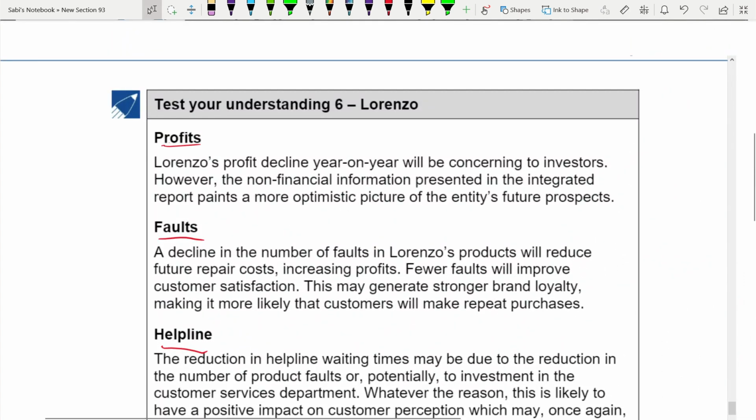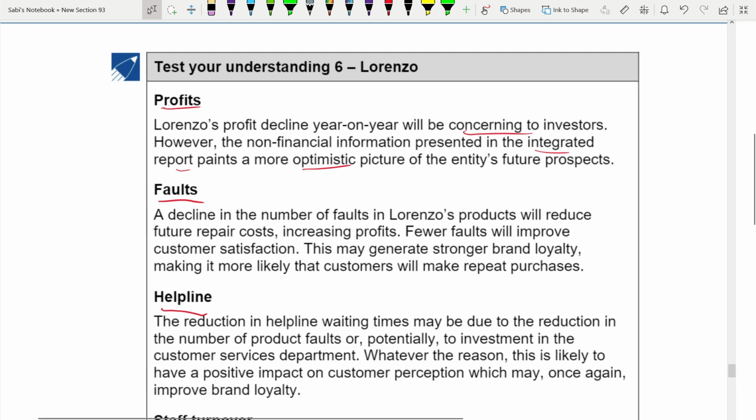What you can see, they already told profit declined by 5%. Because profit declined, it's a concern to the investors, isn't it? But we'll see this with the non-financial information. If you just go by the profit, it is not so good. It gives you a negative signal. But we'll combine this with the non-financial performance also to give a more full, holistic picture. Because if you go by the integrated report, it gives a more optimistic picture because faults reduced, helpline reduced, employee turnover reduced.